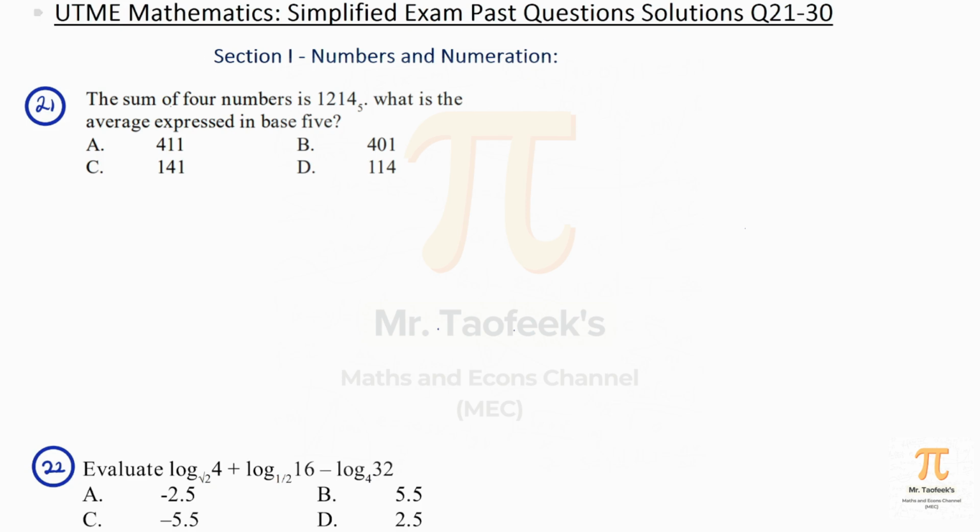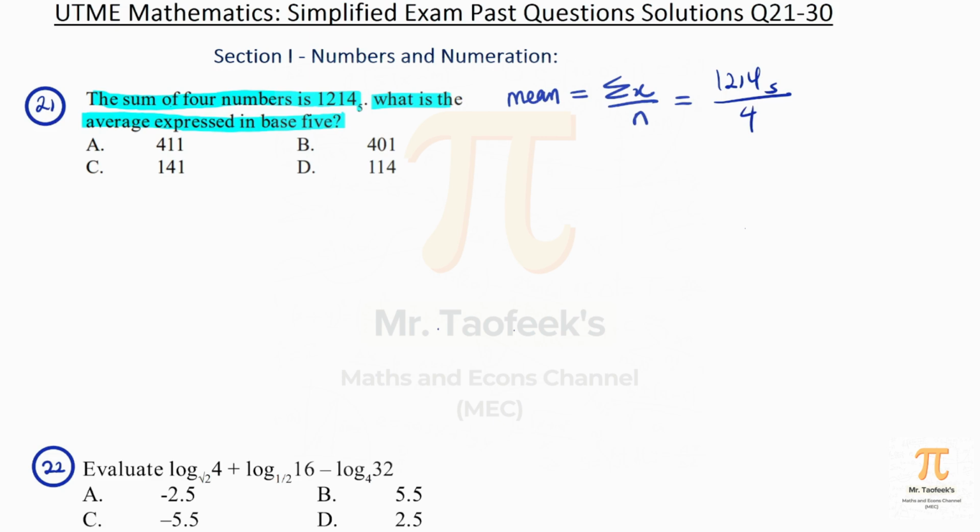The first question in the number and numeration section says the sum of 4 numbers is 1214 base 5. What is the average expressed in base 5? So what is the average of 4 numbers? We know average is more or less like mean, and our formula for mean is equal to what? Sum of all the items divided by the number of items. So in this case, the sum of all the items is 1214 base 5, divided by the number of items. We have just 4 numbers, right?